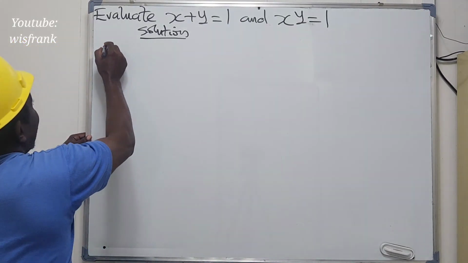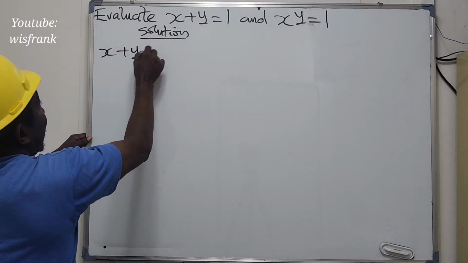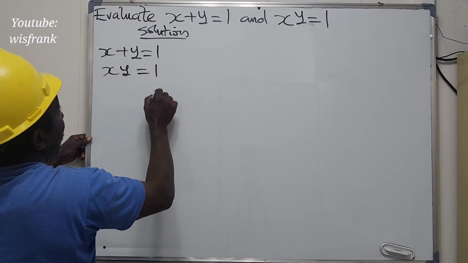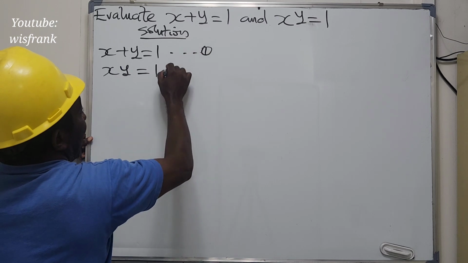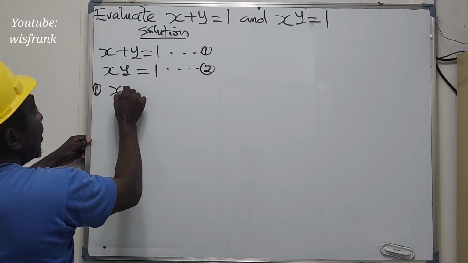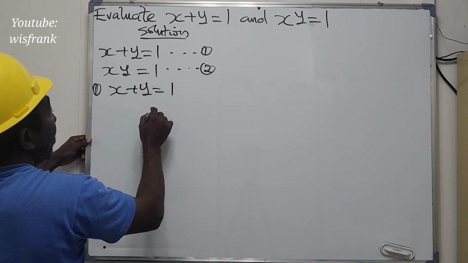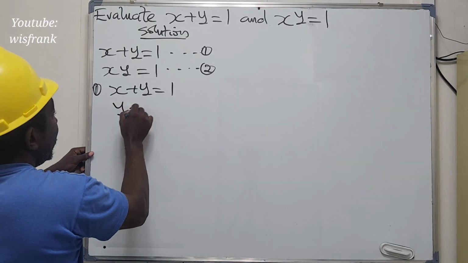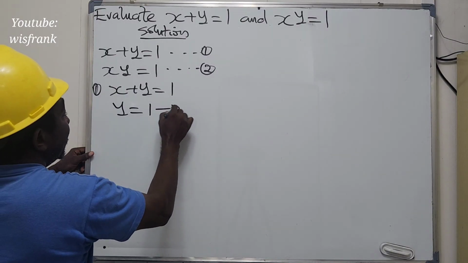So here we are given x plus y equals 1 and xy equals 1. So let's call this equation 1 and let's call this equation 2. Then from equation 1, we have x plus y equals 1. So we can make y the subject of this expression. So y here will be equal to 1 minus x.